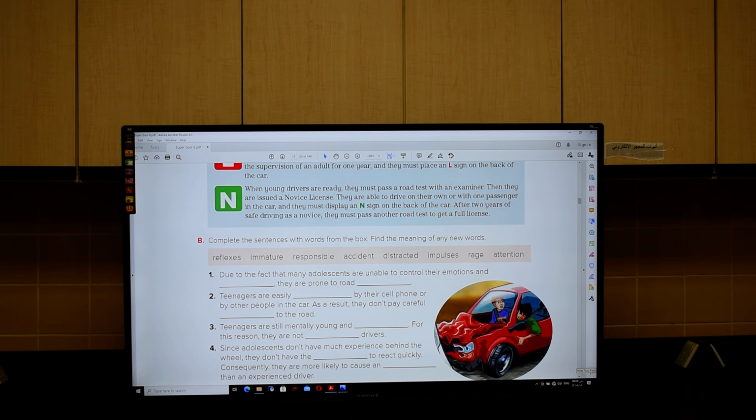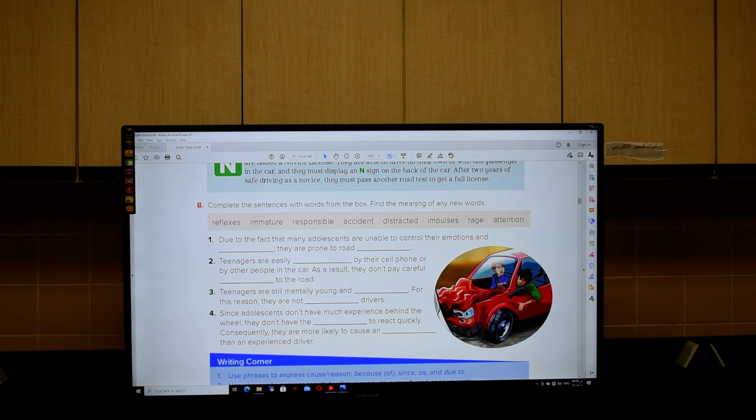As a result, they don't pay careful attention. Now, number 3, teenagers are still mentally young, and for this reason they are not responsible drivers. So they are not careful drivers. And they are also young and immature. So they do not have the full responsibility, and that's the meaning of immature. But if you are mature, you can think carefully and take decisions in a careful way as well.